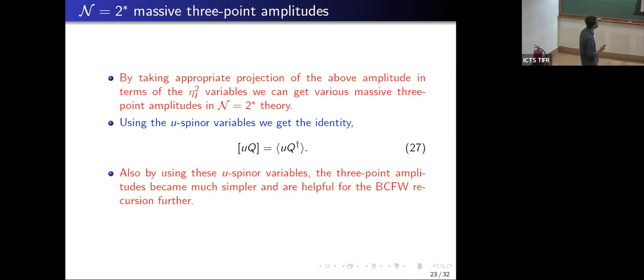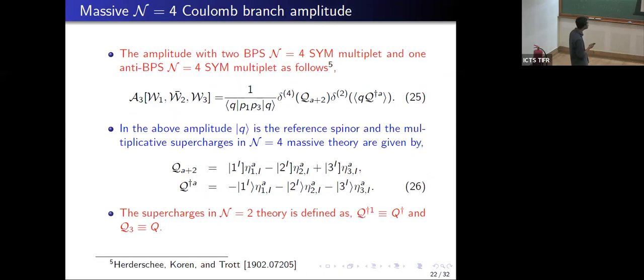So there are two conditions. That's why there are not 8 delta functions, but only 6 delta functions for n equals 4. And for n equals 2, there are 3 delta functions instead of 4 for the 3-particle amplitude. In the above amplitude, the small q is the reference spinor, and you can see that these 3-particle amplitudes can't really depend on these reference spinors.